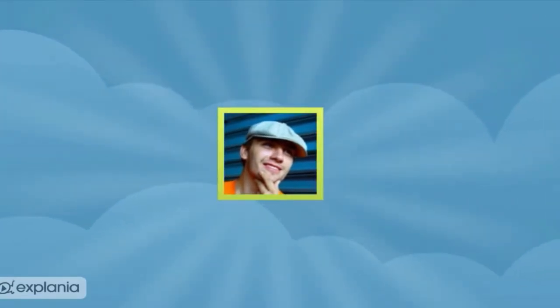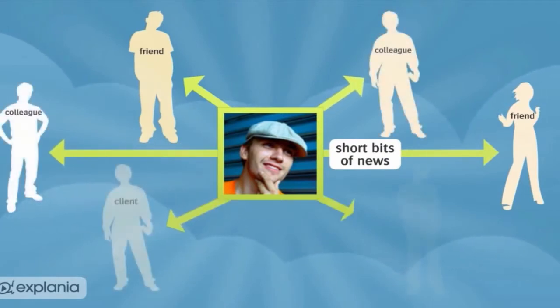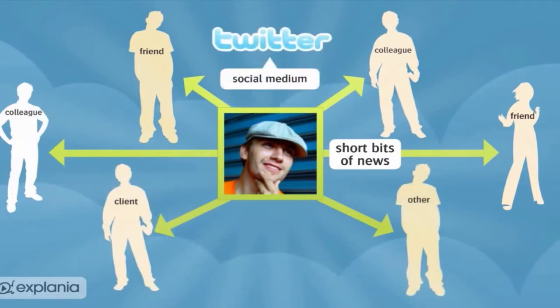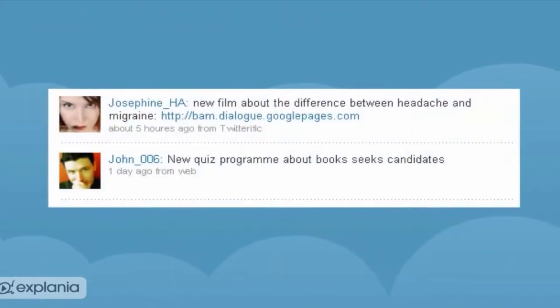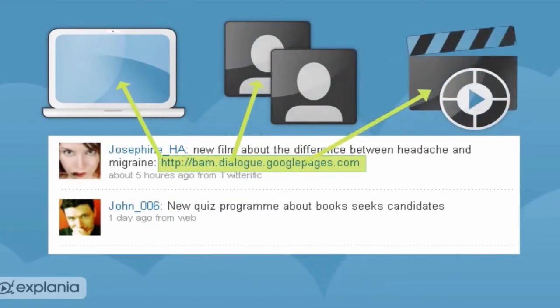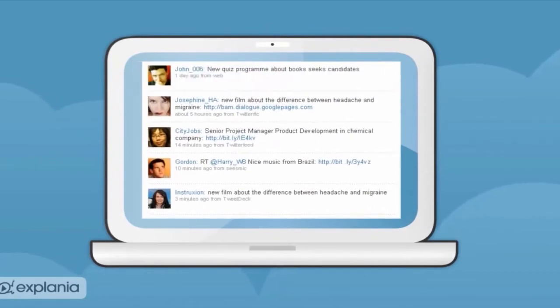For example, with Twitter, you can send out short bits of news that are interesting for your circle of friends, or in a professional context, for your colleagues, clients, and other interested parties. That's why Twitter is called a social medium. You get to know what the people in your network are busy with, and vice versa. Twitter messages are text messages, but they can also contain links to web pages, photos, or short films. Today, many news messages appear first on Twitter, before they are taken up by traditional media.